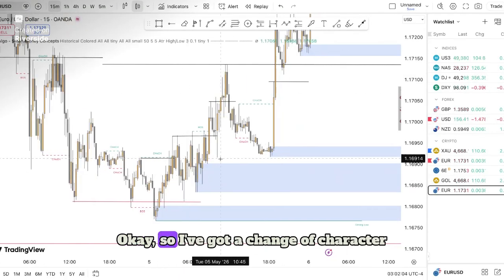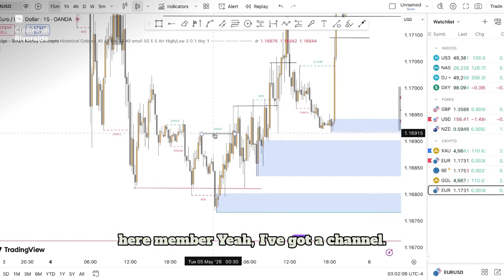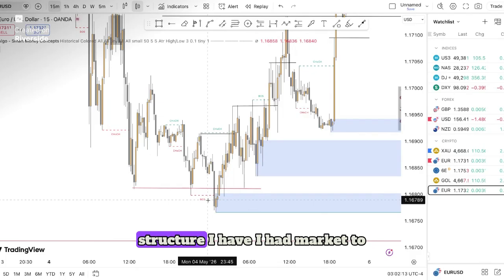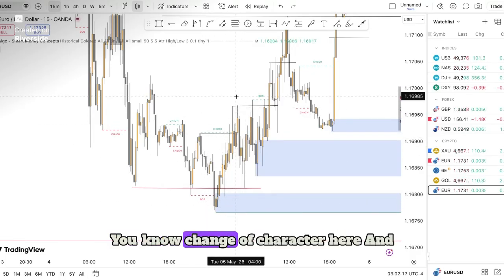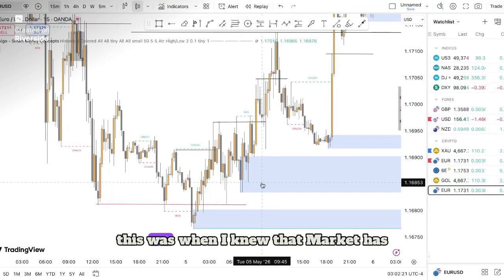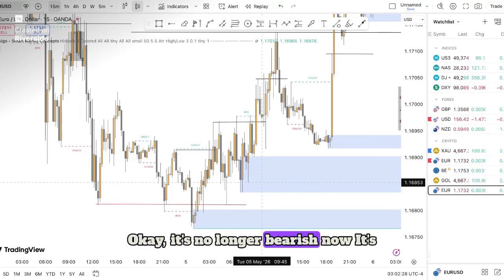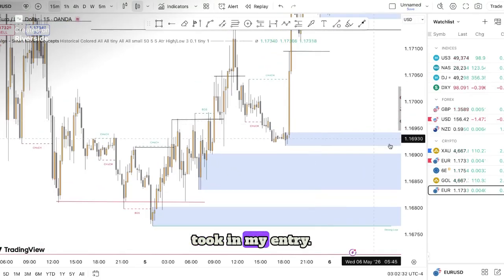Okay, so I've got a change of character here. Remember, it's also called market shift. It's the same thing. And this is the last break of structure I had. Market took change of character here. And this was when I knew that the market has changed. It's no longer bearish, now it's going to be bullish, and that is where I took my entry.